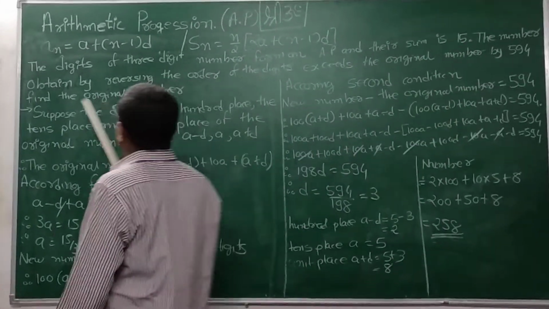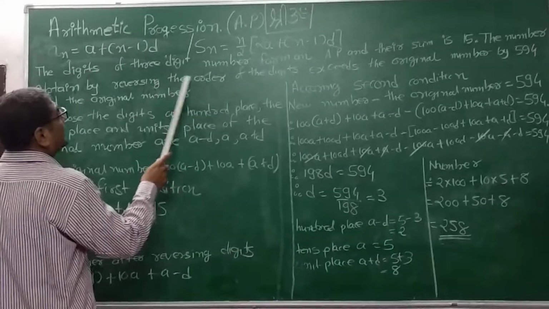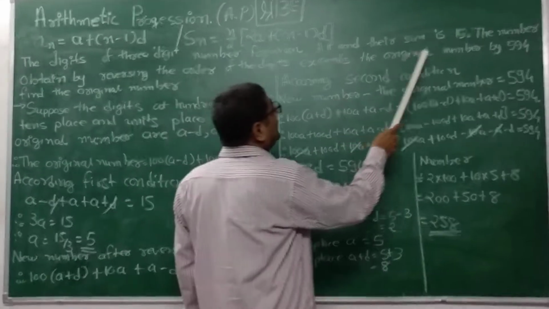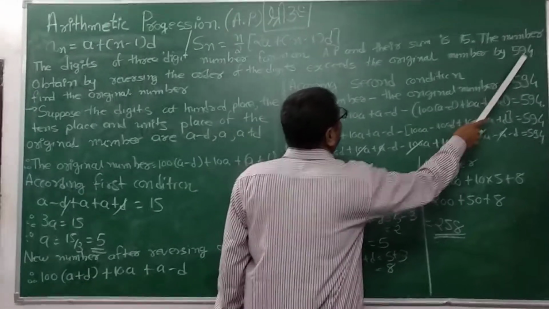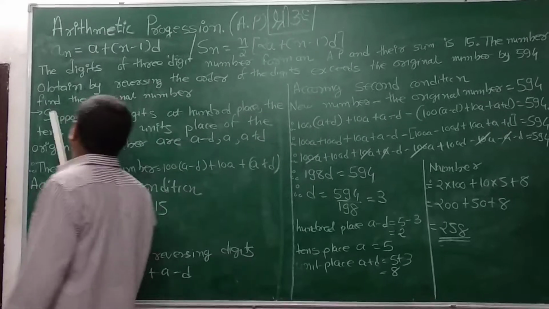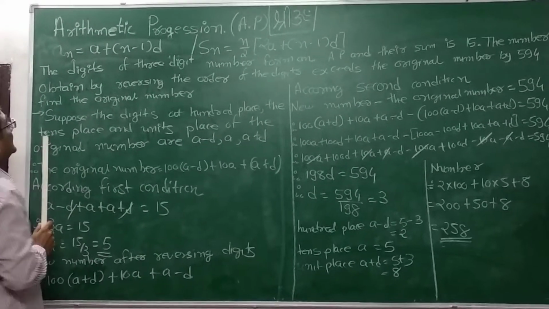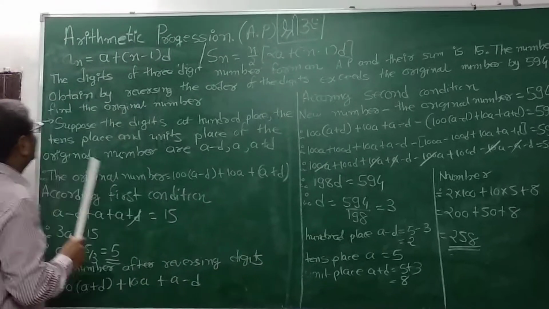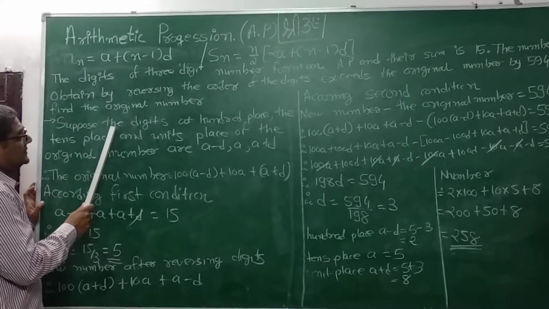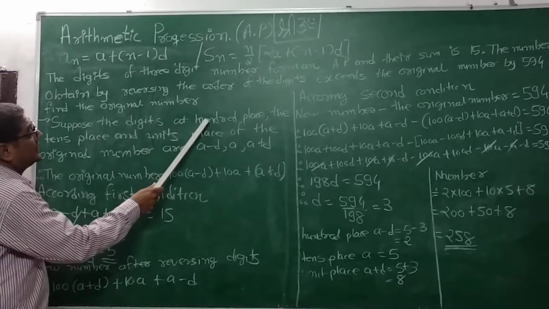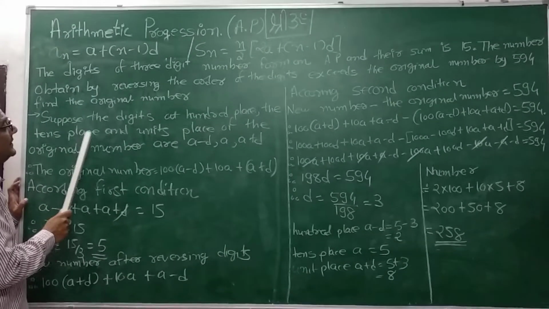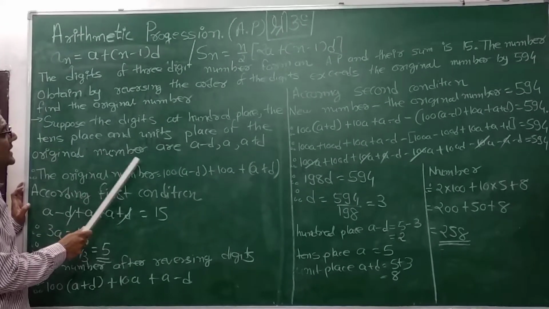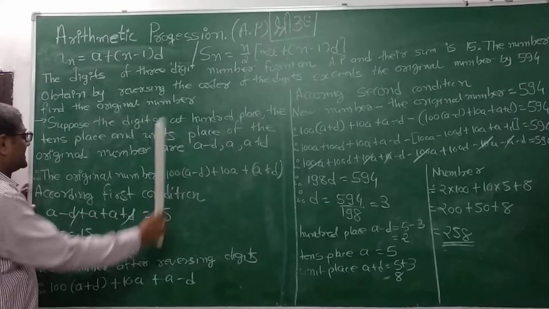The number obtained by reversing the order of the digits exceeds the original number by 594. So find out the original number. We start to solve this sum by supposing: let us suppose the digits at the hundreds place, the tens place and the units place of the original number are a minus d, a and a plus d.